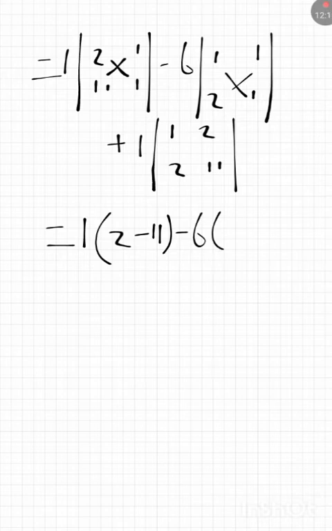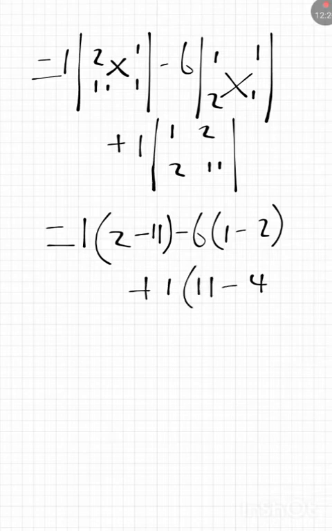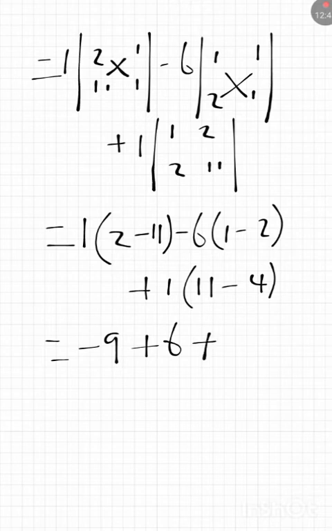The first diagonal minus the second diagonal, that is 1 minus 2. Then I have plus 1 into bracket 11 minus 4. So I have 2 minus 11, that is minus 9 times 2. I have minus 9. Then minus 6 into bracket 1 minus 2 is actually minus 1. Minus 1 times minus 6, I have plus 6. Then plus 11 minus 4, that is 7. 11 minus 4 is 7.